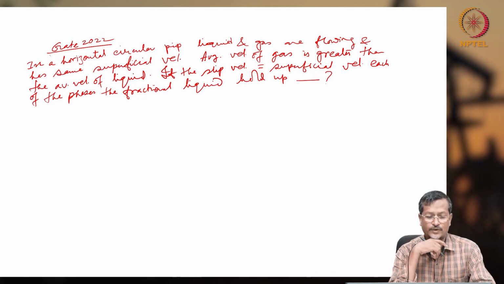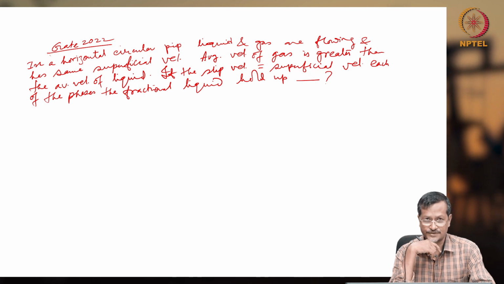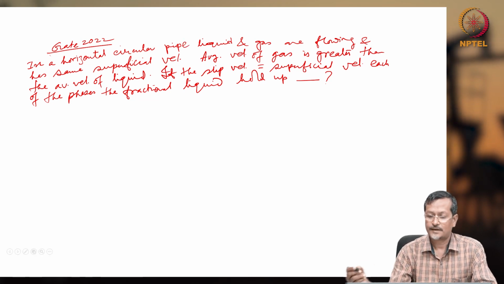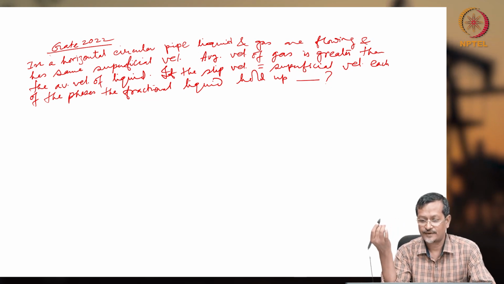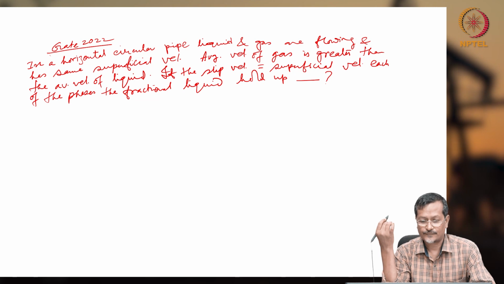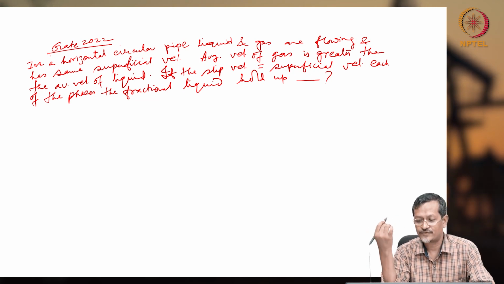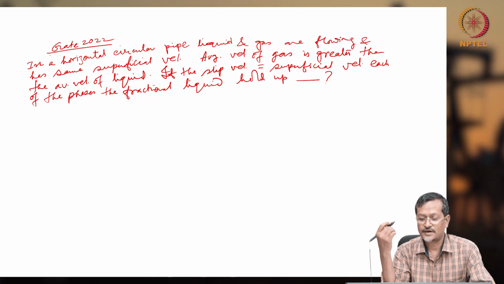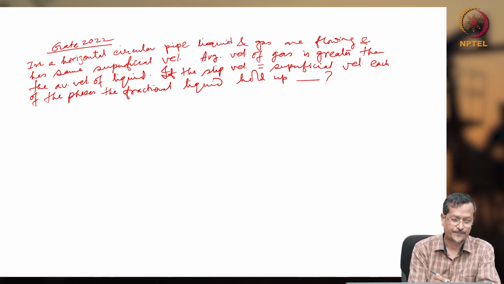Now we will solve one multiphase problem. This problem came in the GATE exam in 2022. The problem statement is like this: in a horizontal circular pipe, liquid and gas are flowing with the same superficial velocity, and the average velocity of gas is greater than the average velocity of liquid. If the slip velocity equals the superficial velocity of each of the phases, the fractional liquid holdup is, so we have to find out how much fractional liquid holdup will be there.